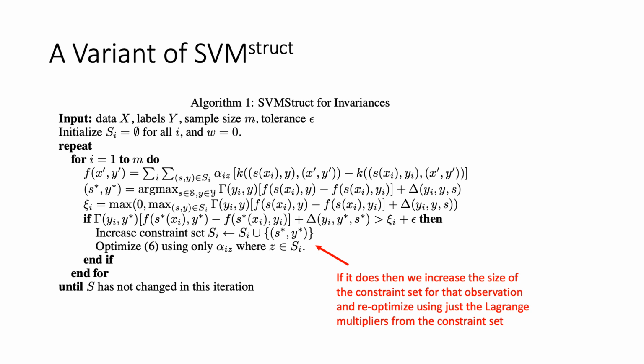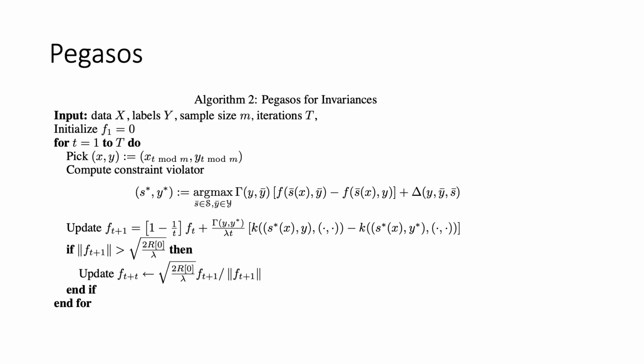We optimize again, and then it keeps going for each example. It basically continues until the constraints stop changing, and that is the optimal solution. So that was the SVMstruct variant.